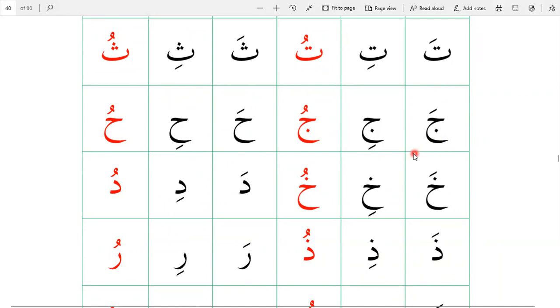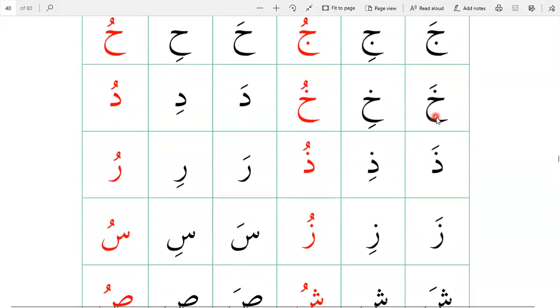So this is ja, ji, ju, ja, ji, ju, ha, he, hu, ha, he, hu, kha, khi, hu, kha, khi, hu.